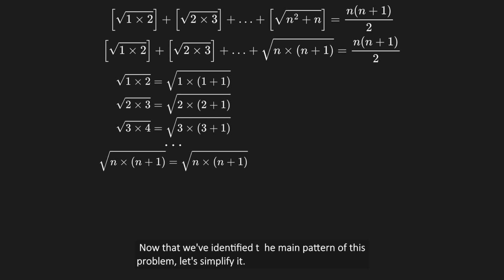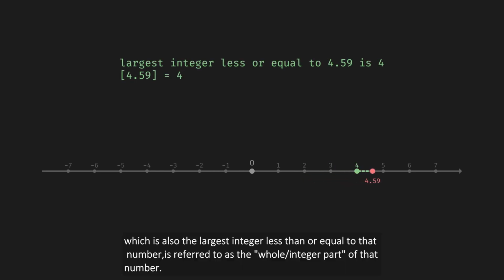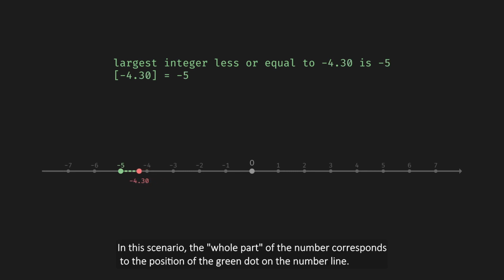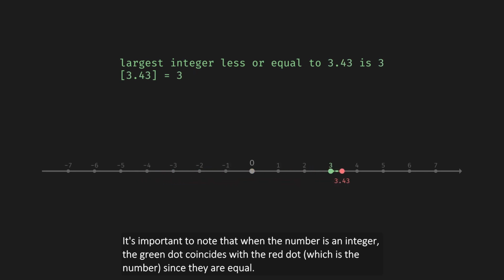Now that we've identified the main pattern of this problem, let's simplify it. We start by examining how the integral part works. The integral to the left of a given number, which is also the largest integral less than or equal to that number, is referred to as the whole or integral part of that number. In this scenario, the whole part corresponds to the position of the green dot on the number line. It's important to note that when the number is an integer, the green dot coincides with the red dot, since they are equal.